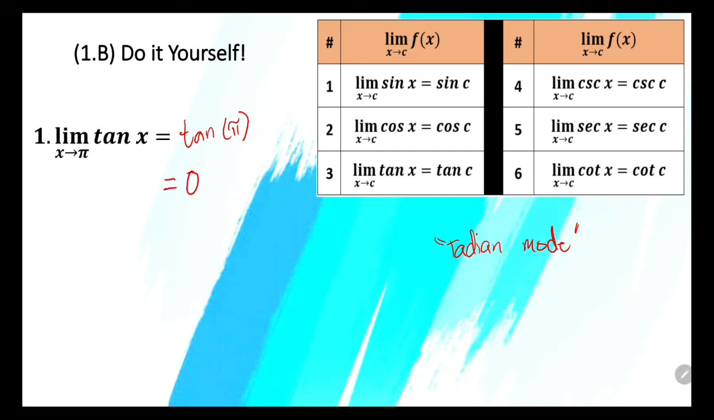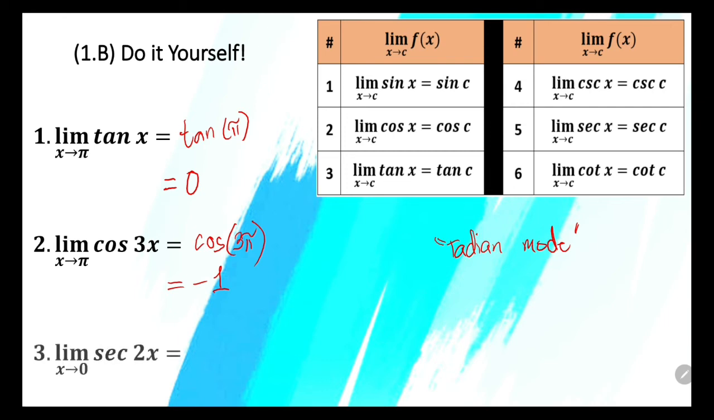So the limit of tangent x as x approaches pi is 0. You can check that with a scientific calculator. Okay, the limit of cosine 3x as x approaches pi is equivalent to cosine of 3 pi. So in your calculator, just put the cosine of 3 pi and your answer is equal to -1.